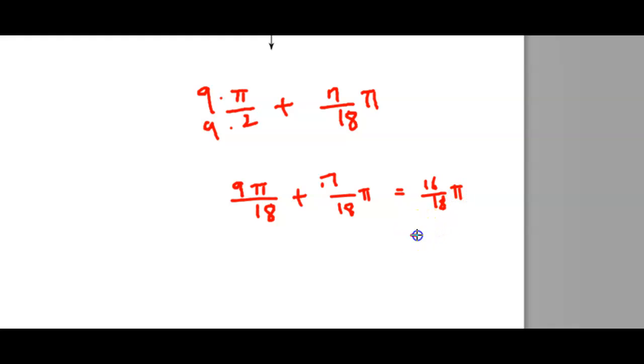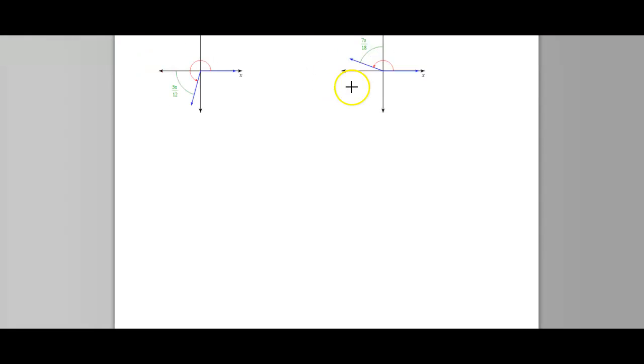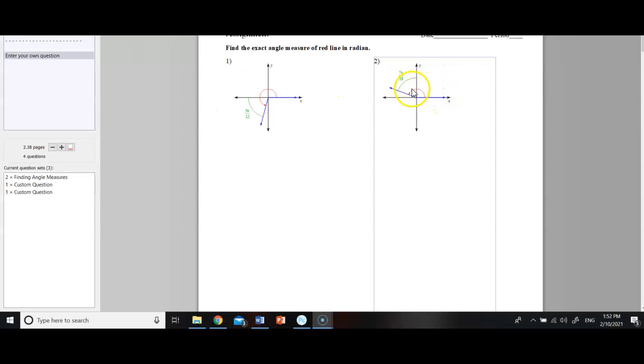Make sure you reduce it. It's going to be 8 over 9 pi. And as you can see, 8 over 9 pi is not quite all the way to the pi, so it makes sense why it's not quite pi, but bigger than half the pi.